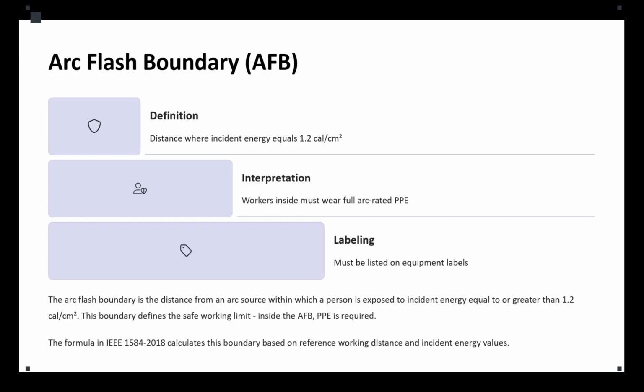Why this amount? Because that's the industry acceptable threshold for onset of a second degree burn, as defined in the standard in the table that we reviewed in the previous slide. Now, if you're closer than that distance, the arc flash boundary, you are at risk of injury from heat and molten metal. And if you're outside of that boundary, the thermal exposure will be below the burn threshold.